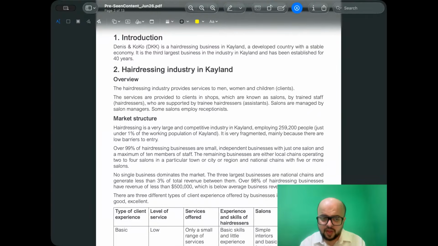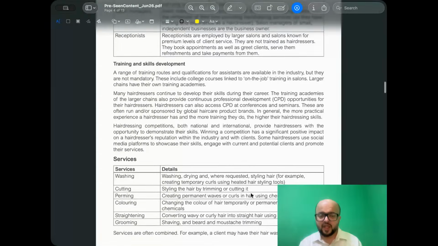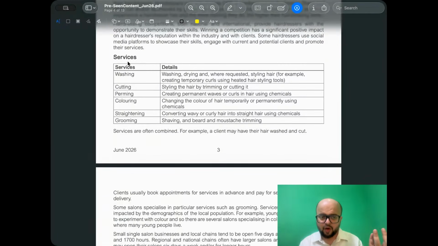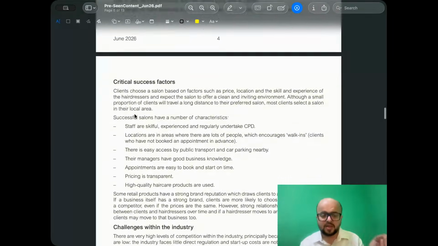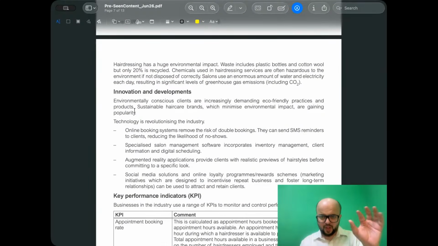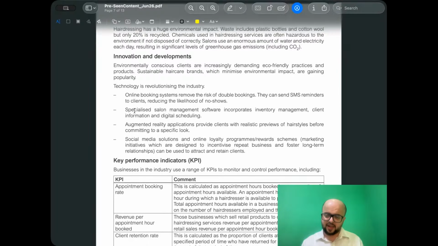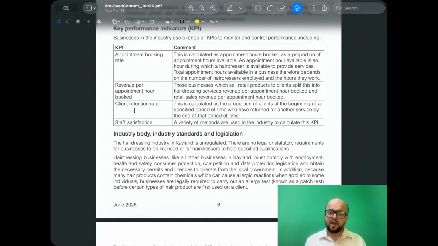Okay. Hairdressing industry, what you have is the overview, the market structure, then staff, training and skills development, different services that are offered in the hairdressing business: washing, cutting, perming, coloring, straightening, grooming, all of that. Then you have information about customers, information about pricing and costs, critical success factors in this industry, challenges in the industry, innovation and development parameters that are there right now, and the key performance indicators. Industry body, as in, is there a regulator for hairdressers and for salons and all of that? The industry standards and legislation.